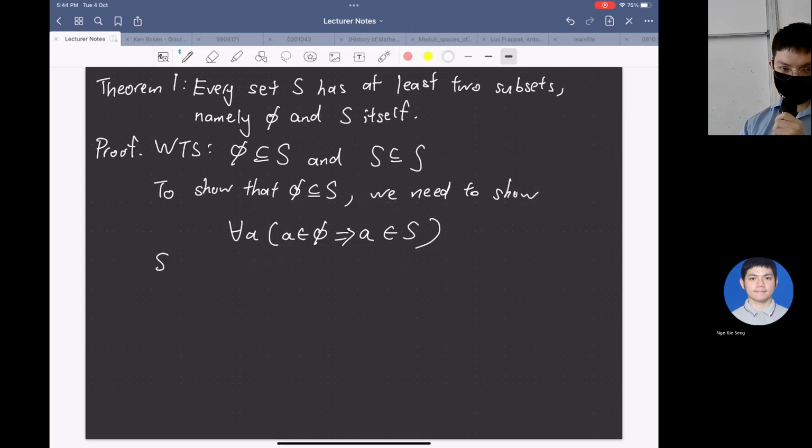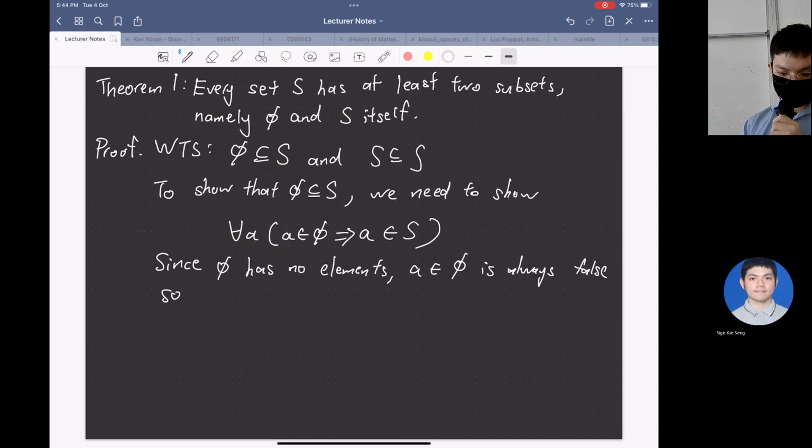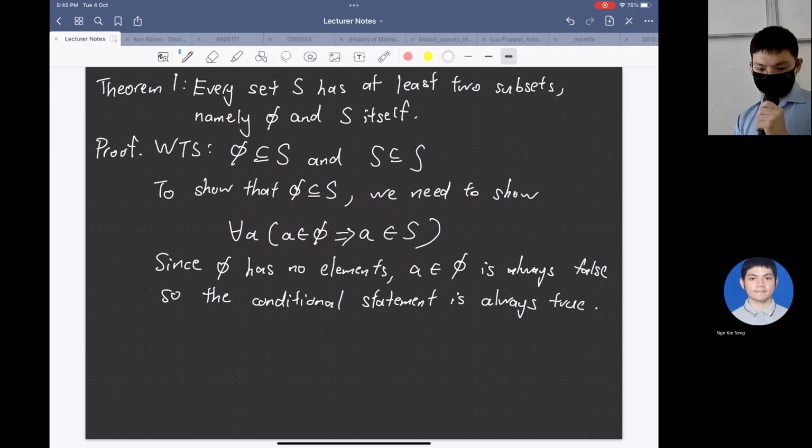So let me write out the whole thing. Since the empty set has no element, x in the empty set is always false. So the conditional statement is always true, which means the empty set is a subset of X. Okay, next.